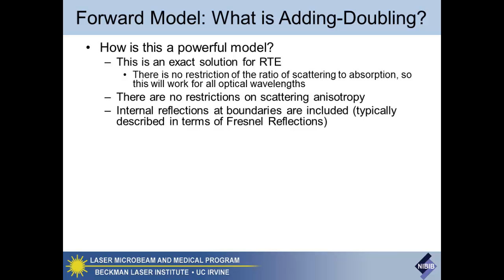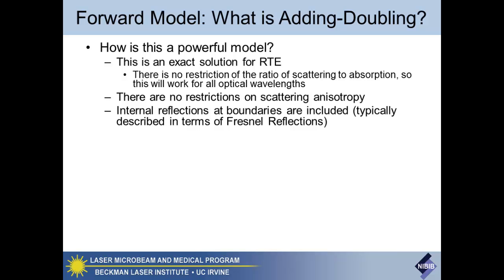So, how is this a powerful tool? Well, like I said, it's an exact solution of the RTE. So there really is no restriction to the ratio of scattering to absorption. So it will work across practically all optical wavelengths. The caveat there is this does not account for fluorescence. So this is all wavelengths where the optical properties are just described by the absorption and scattering. So radiance is only described by absorption, scattering, and anisotropy.